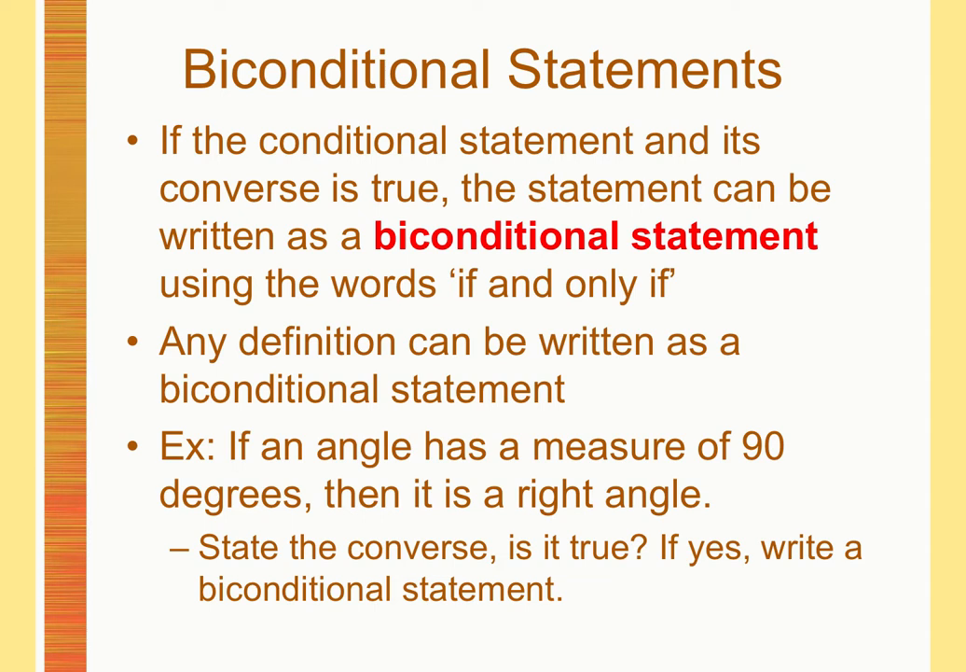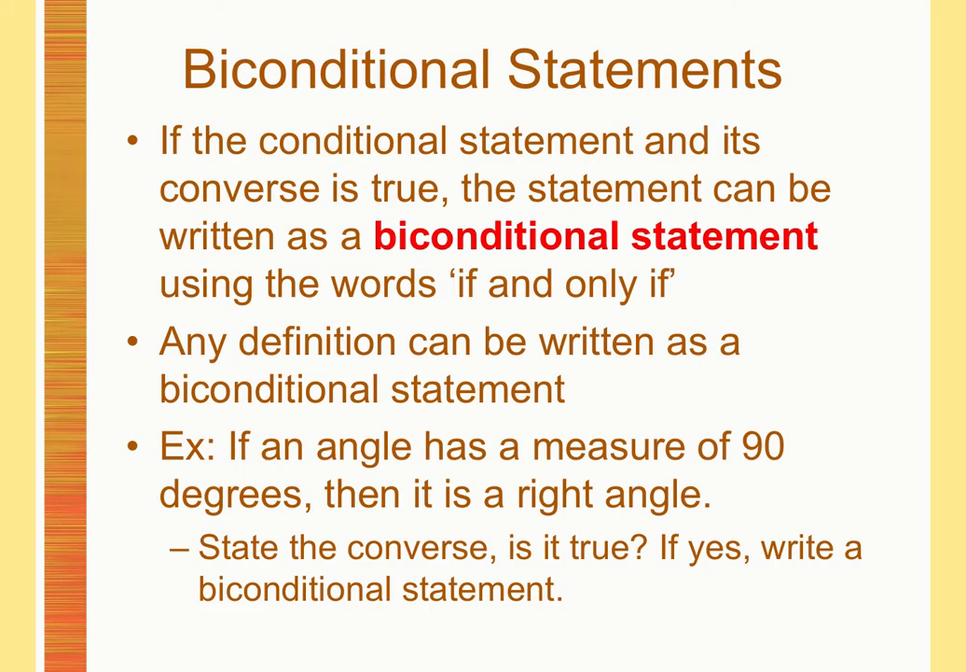For example, a right angle is an angle that has a measure of 90 degrees. So if it's a right angle, then it has 90 degrees. And if it's 90 degrees, then it is a right angle. Both of those would be true, which means we can say it as an "if and only if." We take the "if" out of the beginning and we put the "if and only if" in the middle.